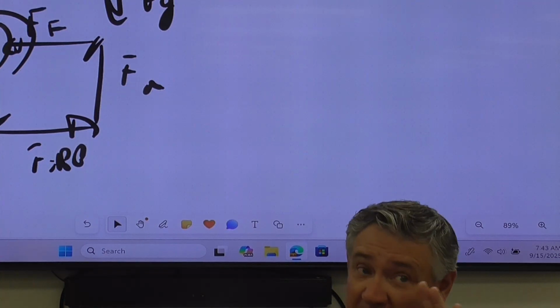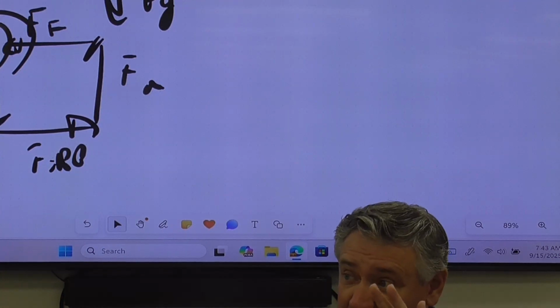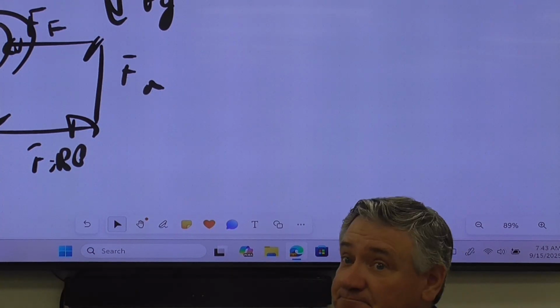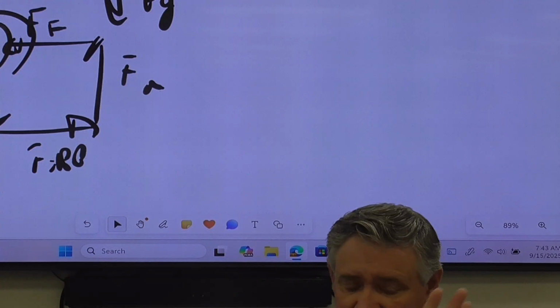So every force problem, I'm telling you, every force problem can only do one of three things. Constant velocity, you speed up, you slow down. That's it. There's nothing else.